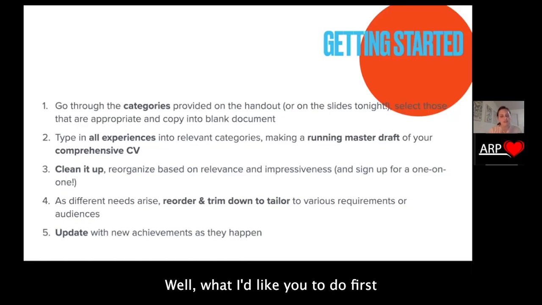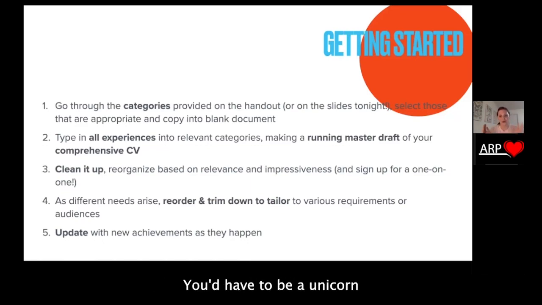Well, what I'd like you to do first is to take the handout that you're going to get with all of the potential categories that you might include on a CV or resume according to your artistic realm. Go to that section of the handout, look at all the possible categories, and pick out the ones that are relevant to you. They are not all going to be relevant at all. And we'll talk about that more in a minute.